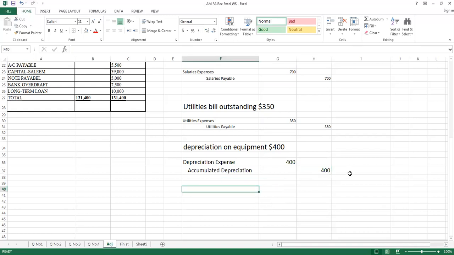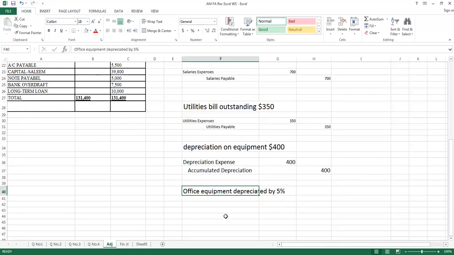Student, there is another way through which this entry might appear in your question. The question says that office equipment is depreciated by, let's say, 5%. If the information is given like this, do you think that it will create any problem for you? Think, how can we convert this information into an amount?